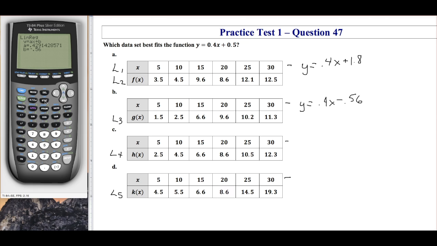For h of x, hit Stat, arrow to Calc, 4 for linear regression, second L1 for our x values, comma, second L4 for our h of x values. Enter. The equation for h of x is y is equal to 0.4x plus 0.6.